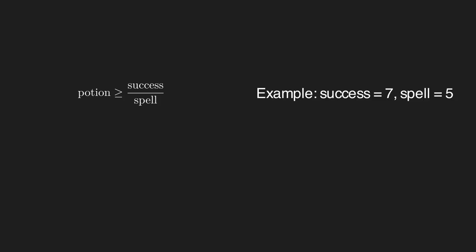Because the strengths in our potions array are integers, the minimum potion strength we need must also be an integer. If success divided by spell results in a fraction, we cannot simply round down, as the product would fall short of the target. We must round up to the next whole number. Therefore, the minimum potion needed is the ceiling of success divided by spell.